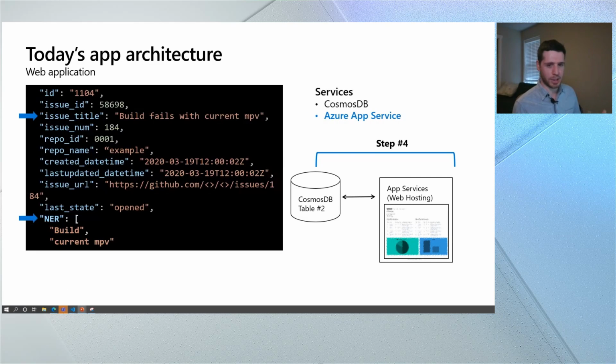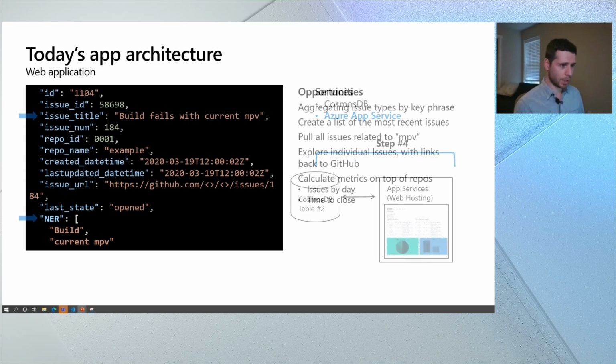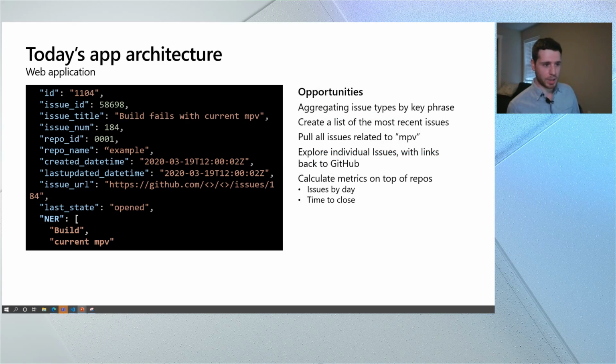And you can see the things that I want to call out. The issue title for this random issue is "build fails with current NPV." And you can see the NER we've extracted is "build" and "current NPV" for key phrases that we think are interesting. And so there's a ton of different opportunities here in terms of what we can do with this data now that we have it.